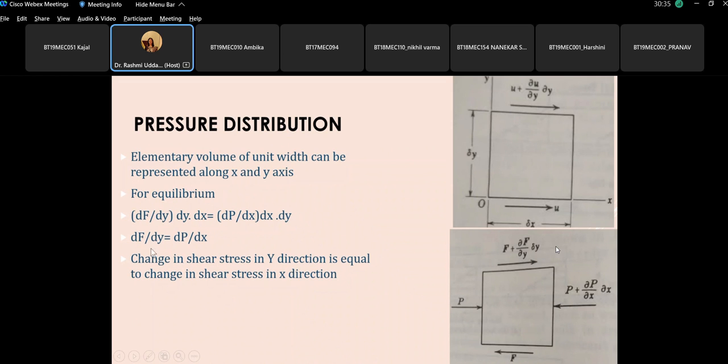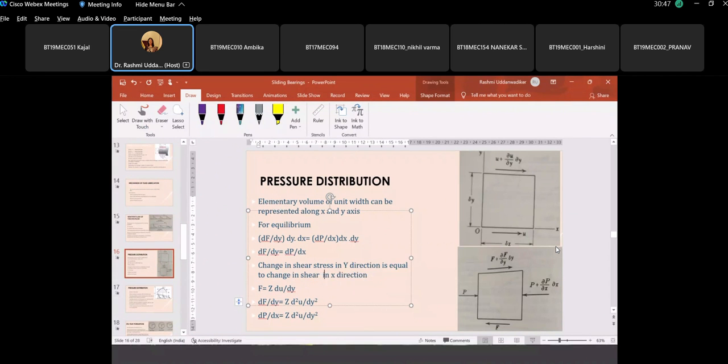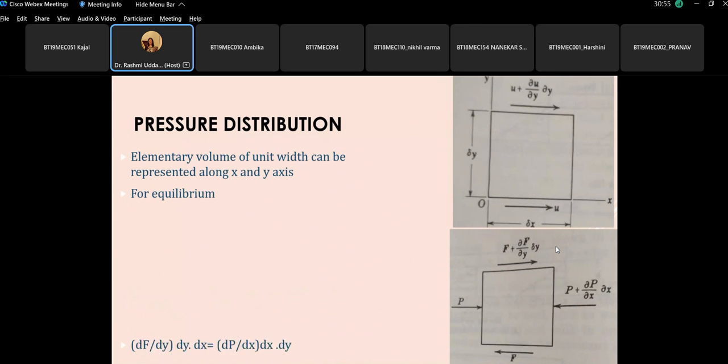So the same thing written in the statement: the change in the shear stress in the y direction is equal to the change in the pressure in the x direction. Please read it. You will get this complete explanation in more detail in the book Machine Design by Black and Adams.